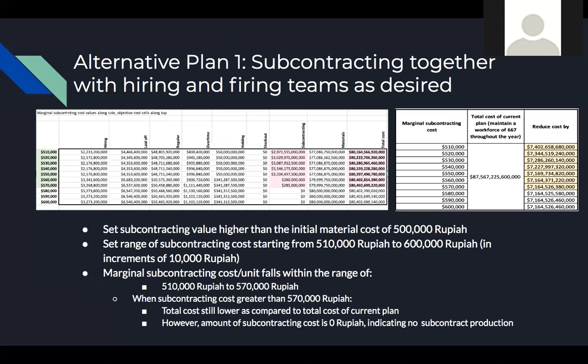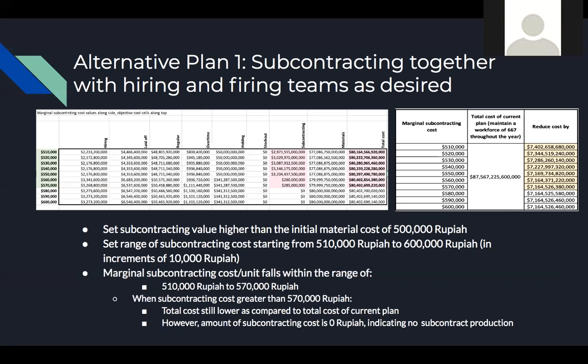So for the first alternative option, we come up with the subcontracting together with having the flexibility of hiring and firing team as desired. First of all, we set the value of subcontracting cost per unit higher than the original material cost per unit. Therefore, we set the range of subcontracting cost per unit starting from 500,000 rupiah, in increments of 10,000 rupiah.